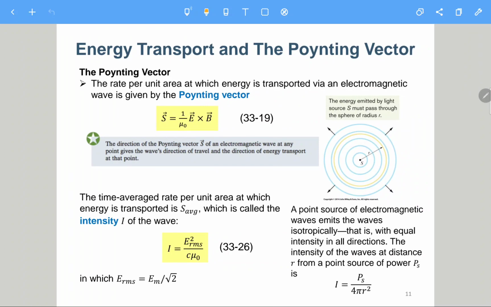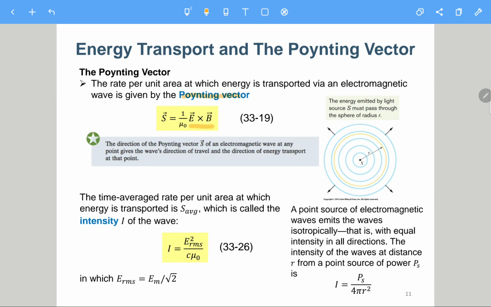And the other variable is called the Poynting vector. So the rate per unit area at which the energy is transported via an electromagnetic wave is given by the Poynting vector. Actually, the Poynting vector is a vector, so it should consist of two parts. One is the direction, and the other one is the magnitude. For the direction, it's nothing but the propagation direction of the EM wave. And previously, we already mentioned that E cross B should have the same direction as the propagation of the wave. So we have E cross B here.